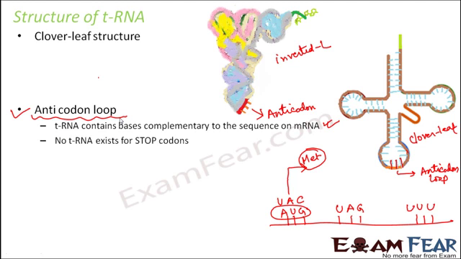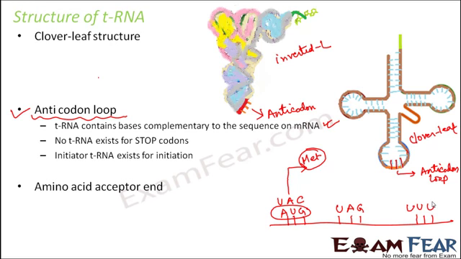So no tRNA exists for stop codons. If a stop codon is encountered, there is no tRNA that exists for it. Initiator tRNA exists for initiation. Every time you have that AUG, that is for methionine, that acts as the initiator, and for that there will be an initiator tRNA.